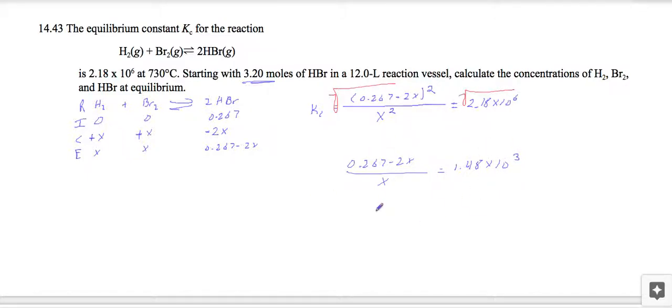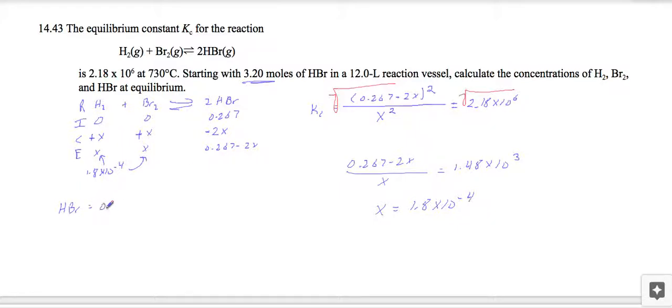Go through all this algebra, we get an x value of 1.8 times 10 to the minus 4th. So our values here for the hydrogen concentration, 1.8 times 10 to the minus 4th, and that's molar. That's always molarity. So that goes for that one. It also goes for that one. And then this one's going to be 0.267 minus double that.